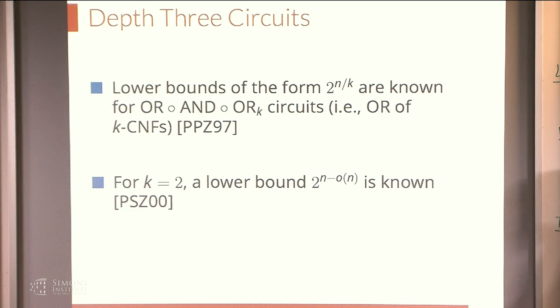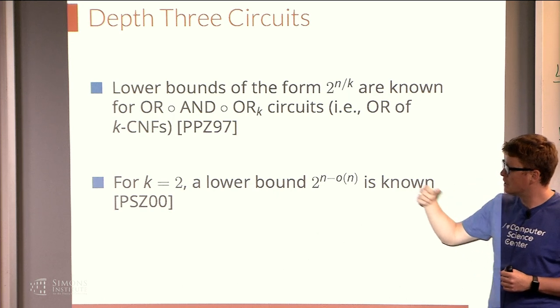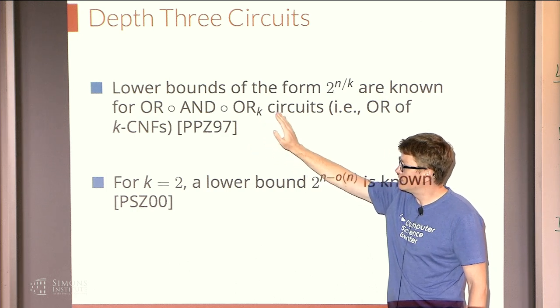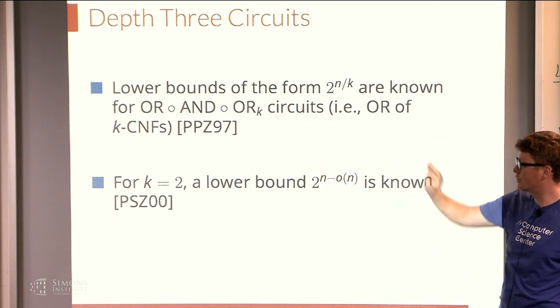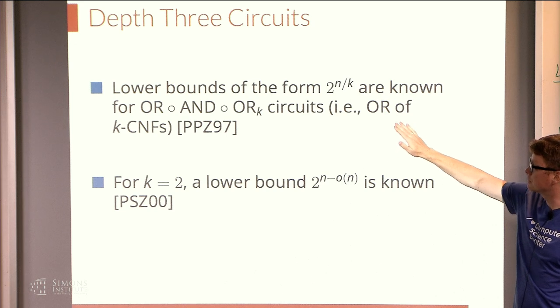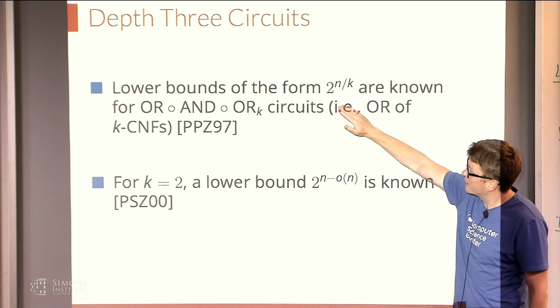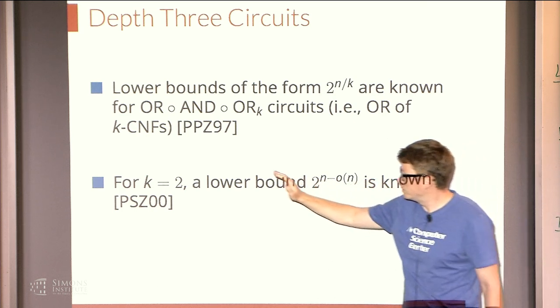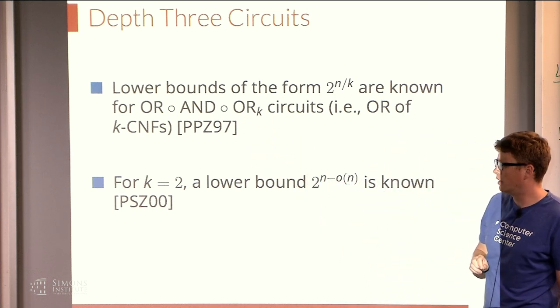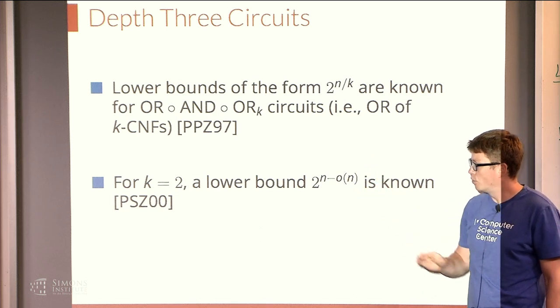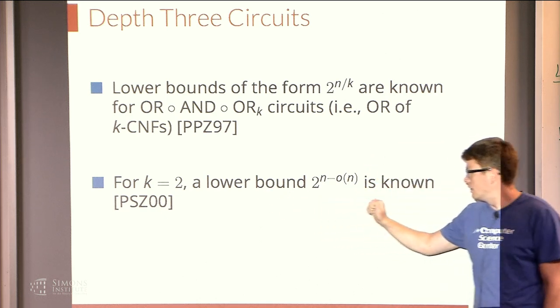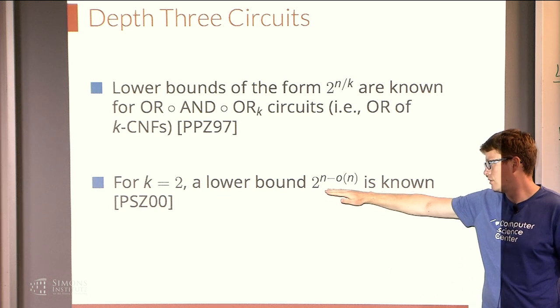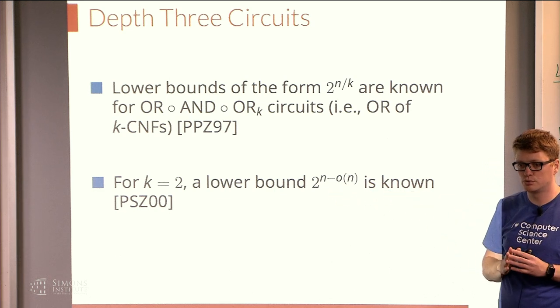So what we do know for depth 3 circuits, slightly better lower bounds are known for the case where we consider an OR of k CNFs where k is a constant. So in this setting, assume that k is a constant. Okay, in this case, we can prove lower bounds 2 to the n over k. So this is a result by Paturi, Pudlak, and Zane. Moreover, Paturi, Saks, and Zane 3 years ago proved that for k equal to 2, it is even possible to prove, in a sense, an optimal lower bound 2 to the n.